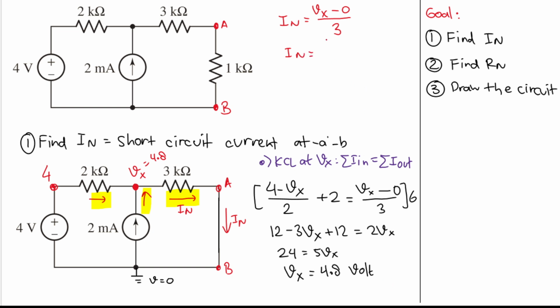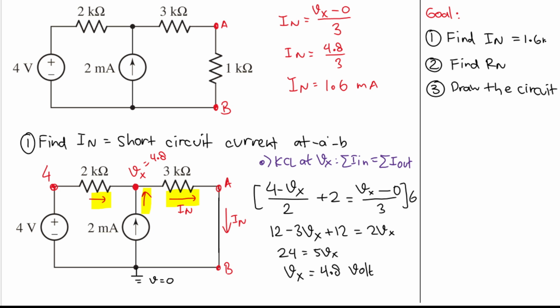Vx is 4.8 minus 0. It's still 4.8 divided by 3. And so we will have IN is equal to 1.6. But then here the unit will be volt and kilo ohm, so I will have milliampere here. And now we have found out the value of IN, which is 1.6 milliampere. Good.